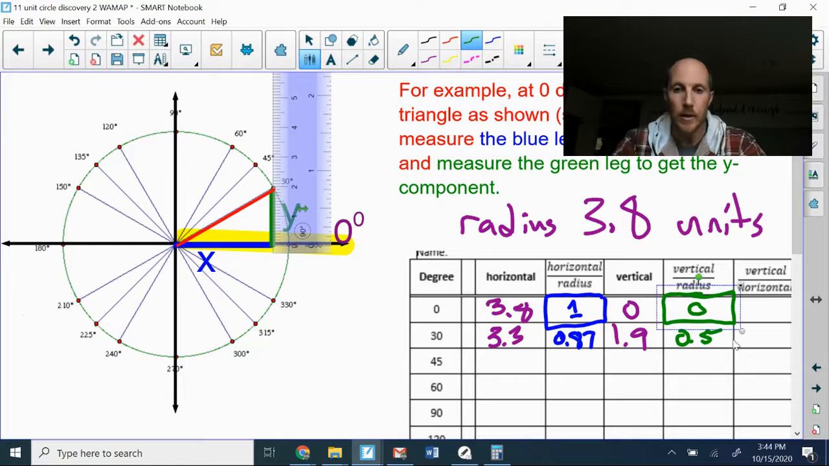Keep going. I don't have any more measurements off of your circle, so I don't know what the rest of them are going to be, but that is the way you should proceed.